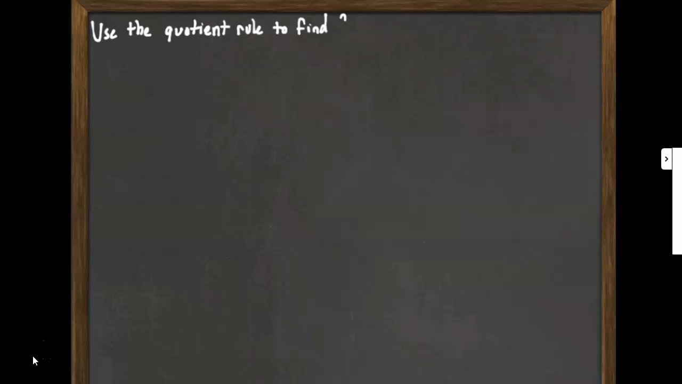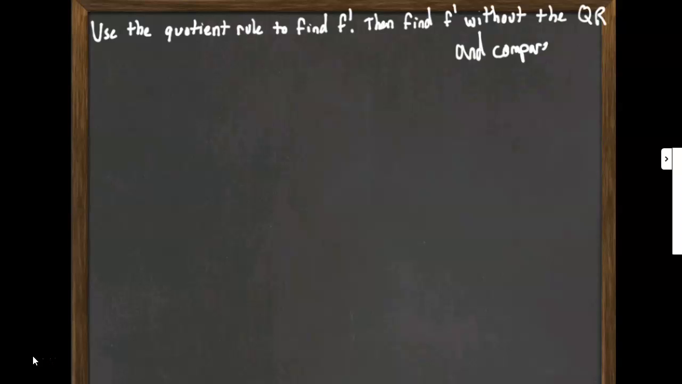Okay, in this video we want to use the quotient rule to figure out f prime. Then we want to figure out f prime without the quotient rule and just compare our answers to see that they do in fact work. This is a problem where I would never voluntarily use the quotient rule. It's far easier, as we will see, to do it without the quotient rule.